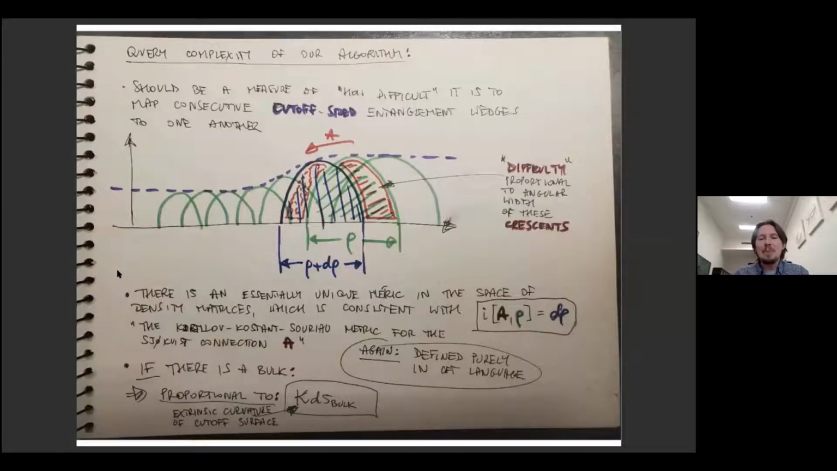It turns out that if I want to be faithful to this intuition, there is an essentially unique, technically defined metric in the space of density matrices, which matches this heuristic, in other words, which is consistent with this law of parallel transport. That's what we're really doing. That metric is called the Kubo-Mori-Bogoliubov metric for the Chentsov connection, but I'm not going to be talking at this level of technical rigor.